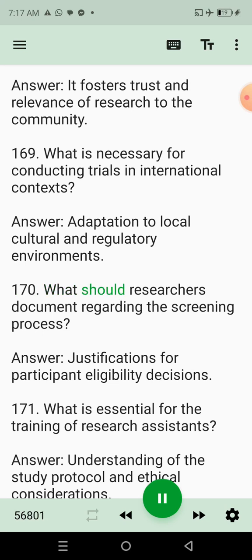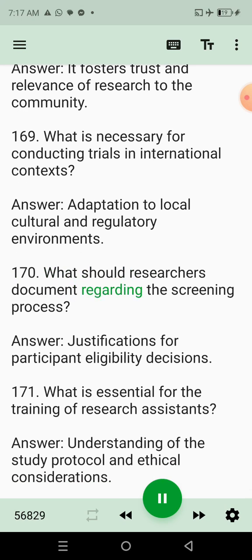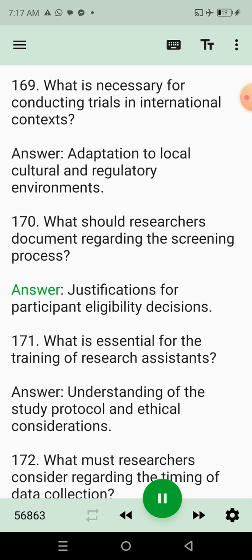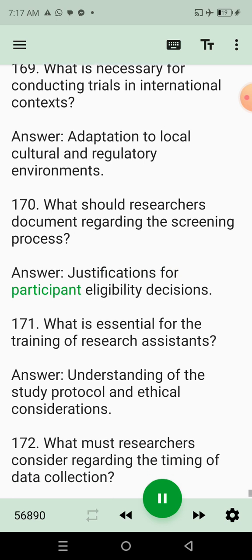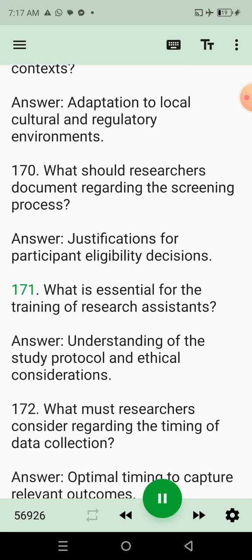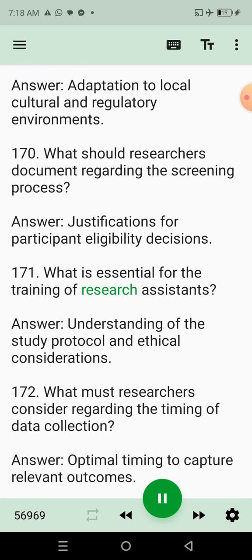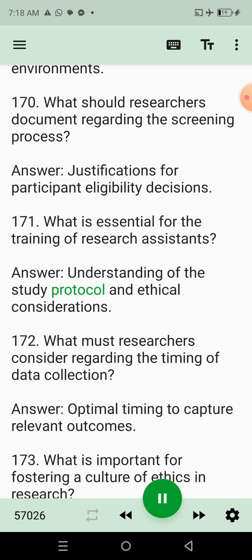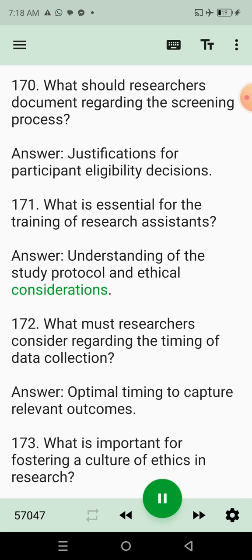170. What should researchers document regarding the screening process? Answer: justifications for participant eligibility decisions. 171. What is essential for the training of research assistants? Answer: understanding of the study protocol and ethical considerations.